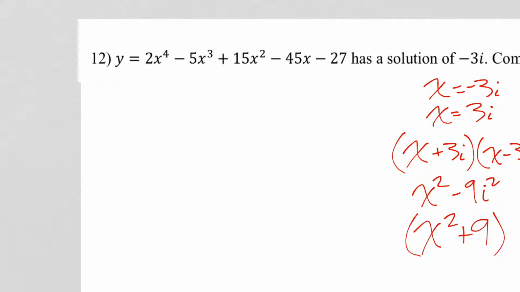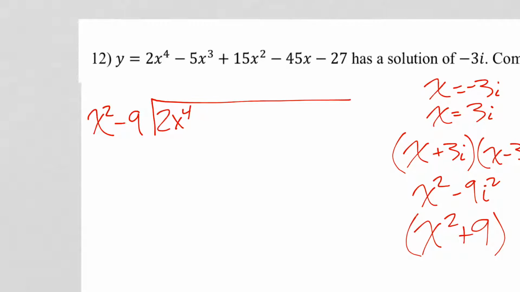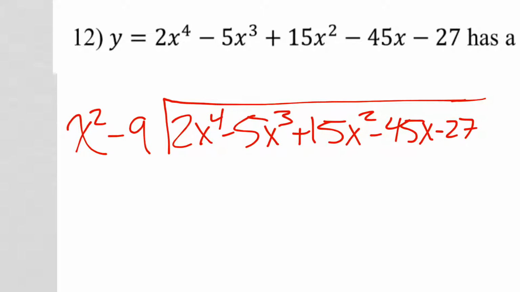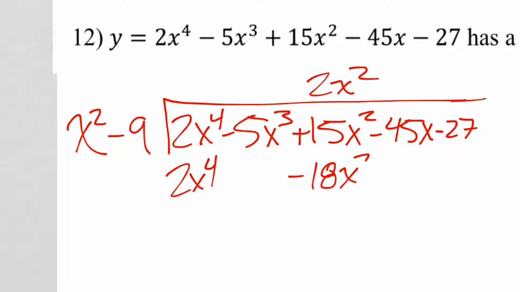And then we long divide. We're going to divide our polynomial y by x squared minus 9. So 2x to the fourth minus 5x cubed plus 15x squared minus 45x minus 27, is fun times. So we ask ourselves, x squared times what is 2x to the fourth? Well, x squared times 2x squared is 2x to the fourth. But 2x squared times negative 9 is minus 18x squared.